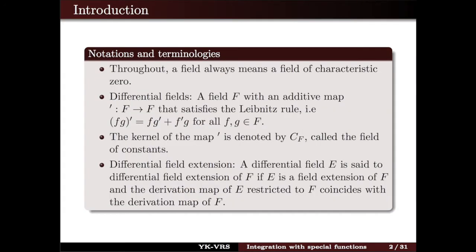I'm just going to put down some notation and terminology before I move on to state the results. The fields that we work with are always going to be of characteristic 0, and a differential field essentially means a field with only one derivation. It is additive and satisfies the Leibniz rule. The constants will be denoted by C_F. Here, it doesn't play much of a role, except that the extensions we consider do not extend the constants, so the role of constants is minimal.